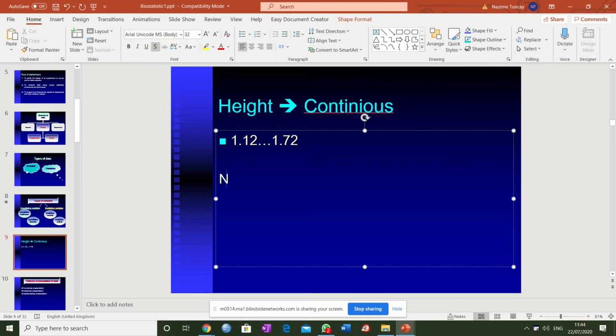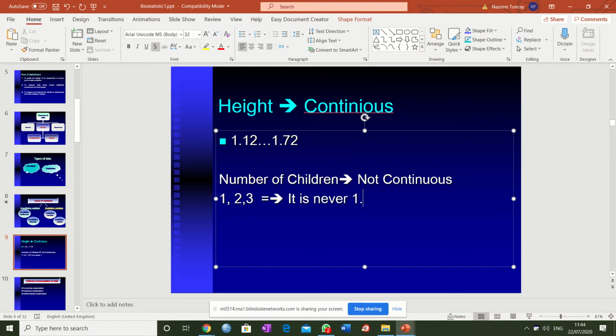For example, not continuous, number of children is not a continuous variable. Why? It may be one, 2, 3, but it is never 1.5. You don't say 1.5 children. The expression is not true. You don't have decimal points for children.